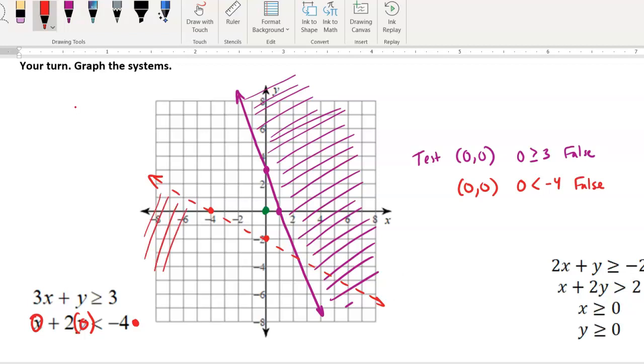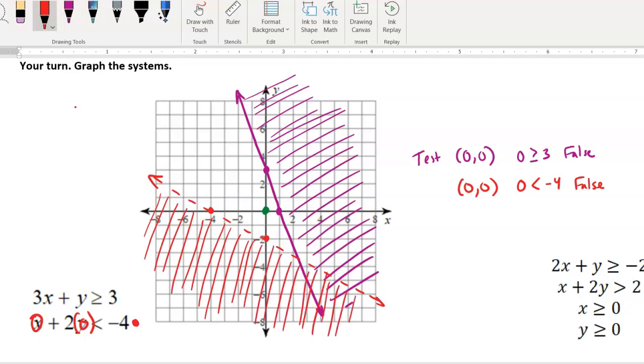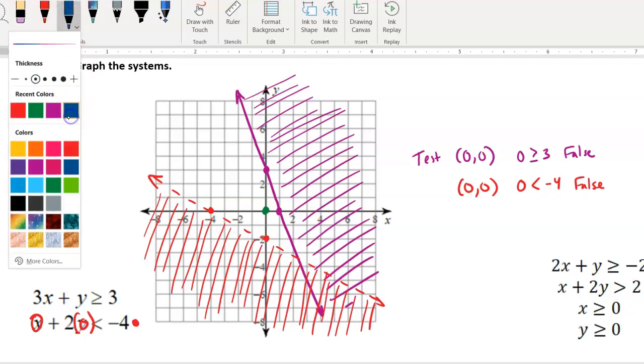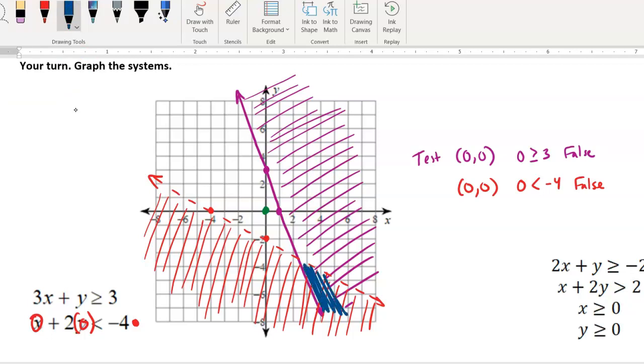So I would not shade in. I don't want to shade in the side that would cover up 0, 0. So we shade on this side of the red line. Our final solution is going to be the region that is covered in both red and purple. That would be this region right there. Anything in that sliver, which would continue to flow down, anything in that area would be a solution to both inequalities.